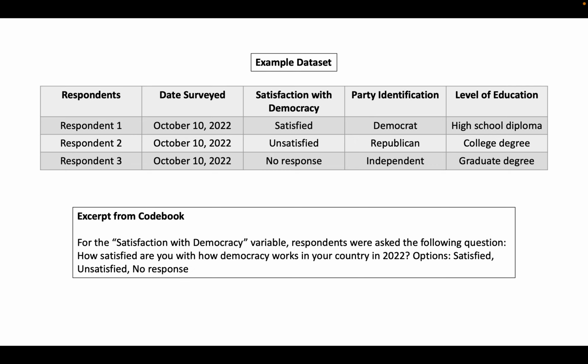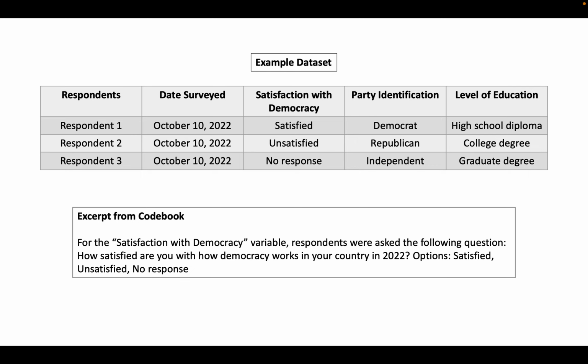You can see that the 3 respondents had 3 different reactions to the question about whether they were satisfied with democracy. One was satisfied, respondent 1, one was unsatisfied, respondent 2, and respondent 3 gave no response at all. Keep in mind that in surveys, nobody compels the respondent to answer every single question, so you can often get no response or missing data.